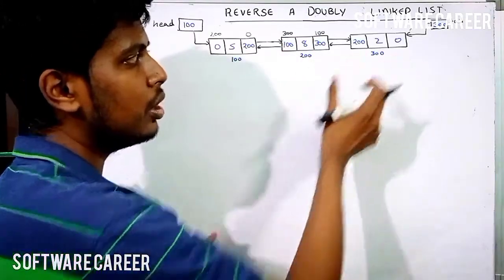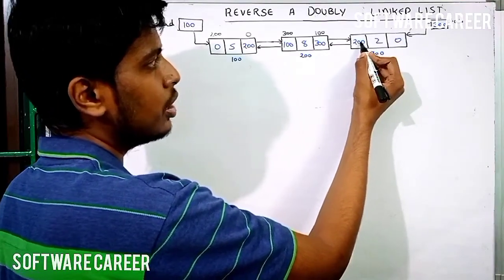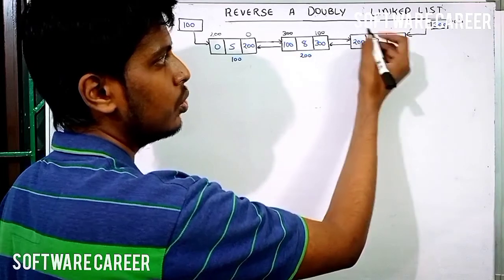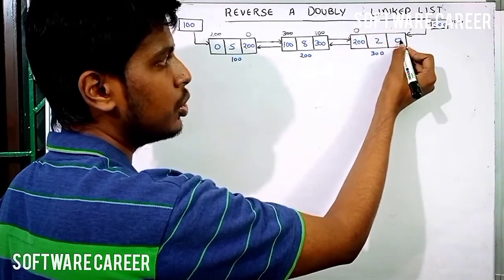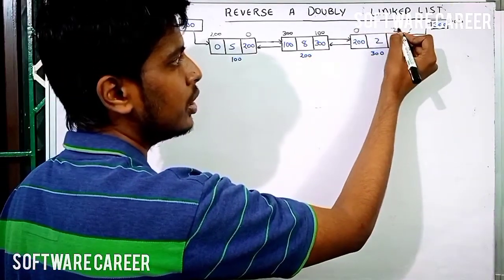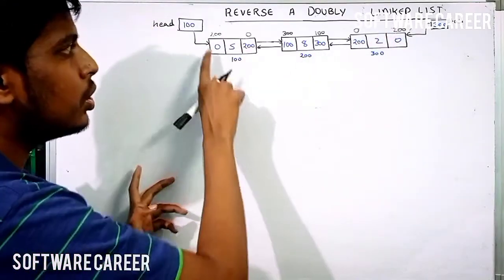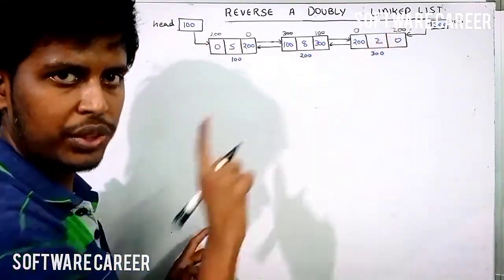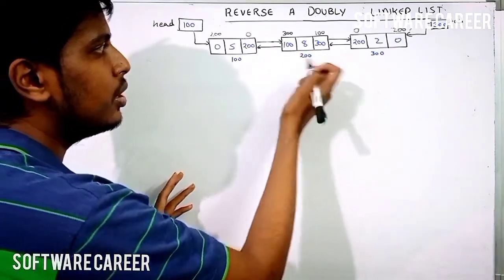You should do the same thing for the third node also. See here, this previous pointer should store the address of the next node. The next node is 0, so I am putting 0 here. And this next pointer should store the address of the previous node. The previous address is 200, so 200 goes here. See, 200 and 0 are swapped. So like this you should swap the pointer paths of every node. This is how you reverse these links.